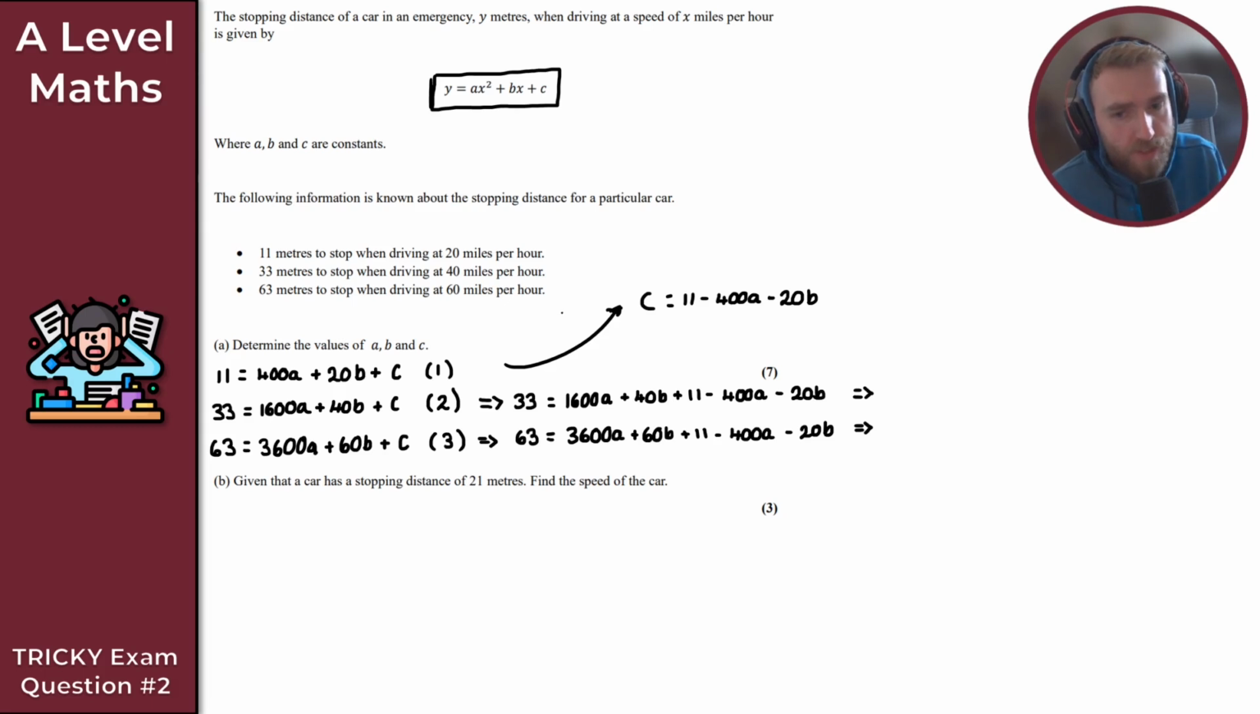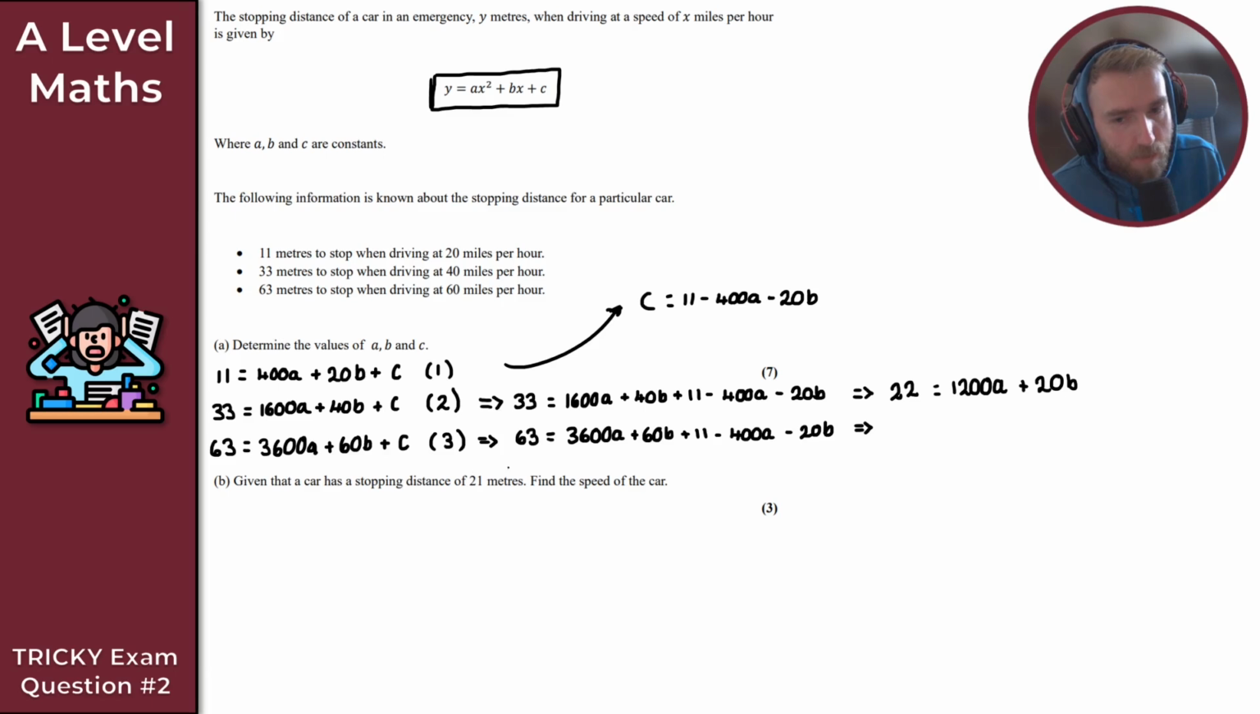So for equation 2, what do we get here? 33 minus 11 is 22. To get 22 is equal to, so 1600a minus 400a, that's 1200a. So 1200a here. And then finally 40b minus 20b, that just gives us plus 20b here. Okay, so that there is fully simplified. We can't do anything else with that, so that's perfect.